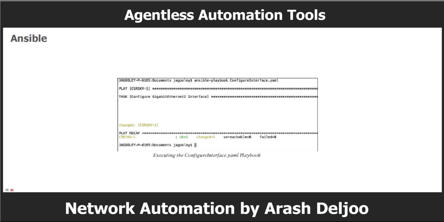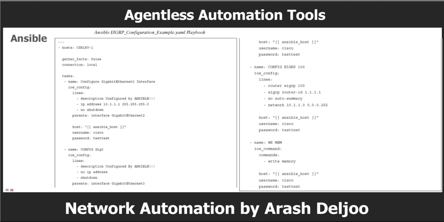The play recap section shows the status of the playbook that is executed. About the output in this example, it shows that one play named CSR1KV-1 was launched, followed by a task called configure GigabitEthernet2 interface. Based on the status ok=1, you know that the change was successful. The changed=1 status means that a single change was made on the CSR1KV router. Running a playbook can greatly simplify a configuration task.